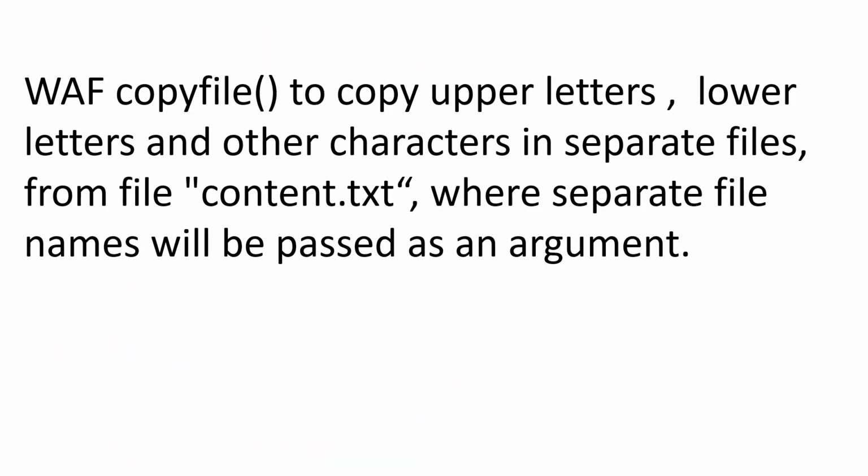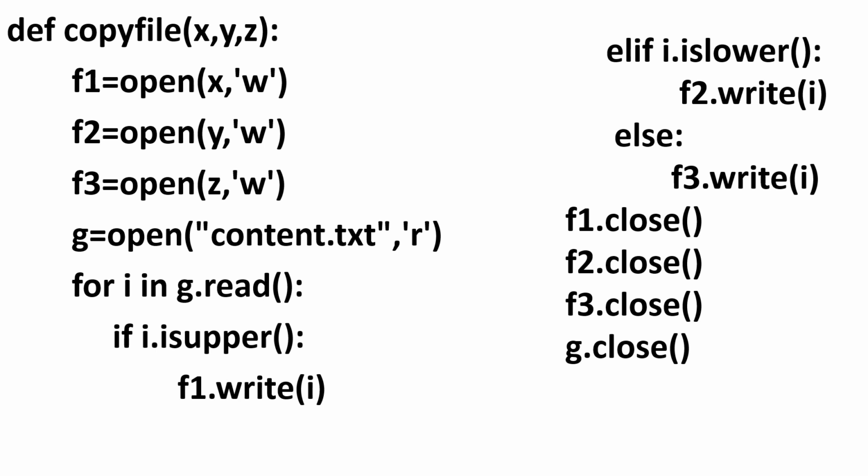Now this is the next example where the question is: write a function copy file to copy upper letters, lower letters and other characters in separate files from the file content.txt, where the separate file names will be passed as arguments. That means from the file content.txt, we have to copy the upper letters in one file, lower letters in one file, and others in another file, and the file names will be received as parameters in the function copy file. So this is the solution for the copy file function.